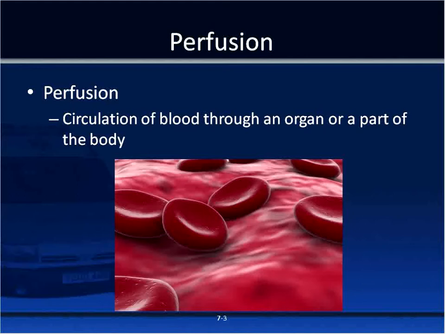Perfusion is the circulation of blood through an organ or part of the body. A balance between ventilation and perfusion must exist to ensure adequate gas exchange. Illness and injuries can affect ventilation and/or perfusion, disrupting homeostasis. For example, alveoli may be ventilated but not perfused, or conversely, alveoli may be perfused but not ventilated.